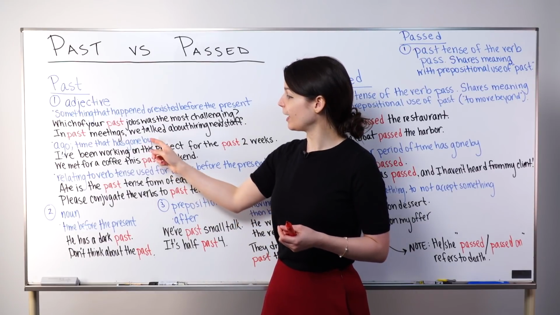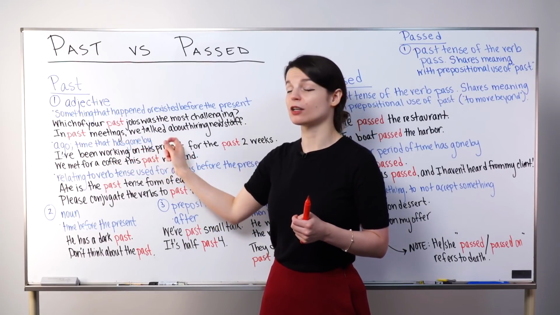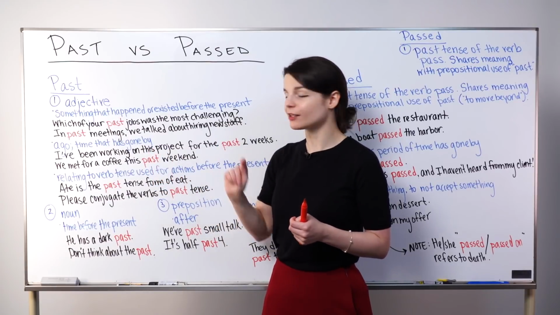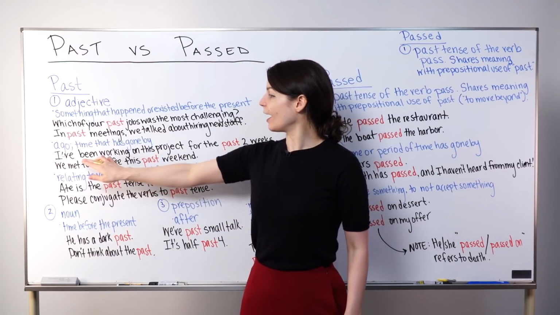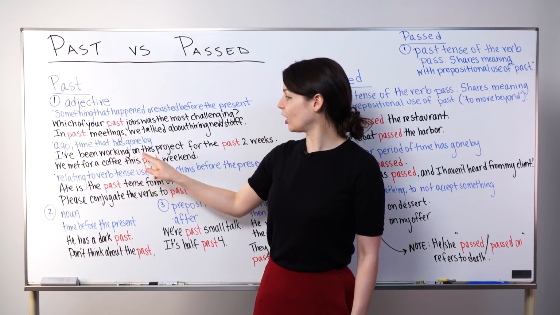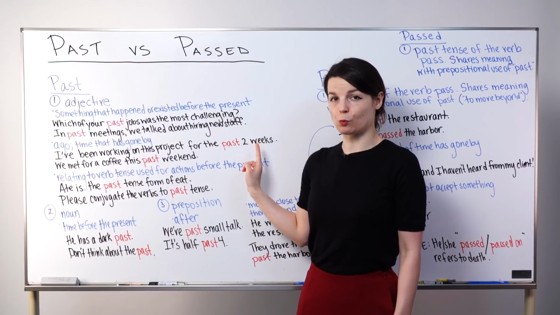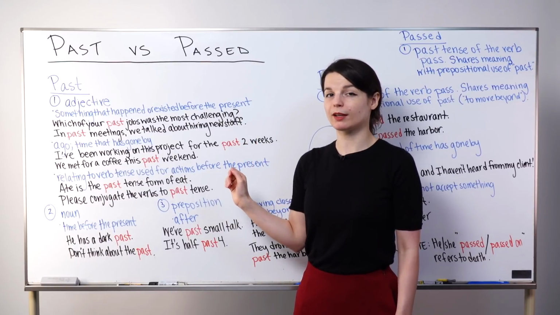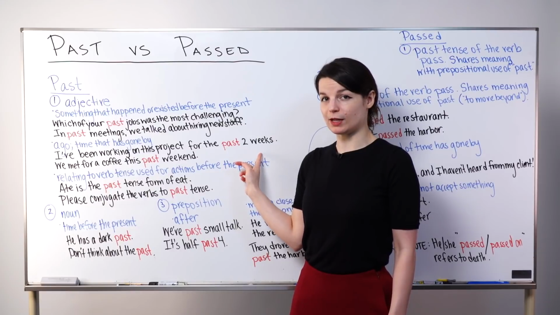Let's continue to the next use of past as an adjective. So we use past to mean ago, or time that has gone by. So let's look at some examples of this. First one, I've been working on this project for the past 2 weeks.